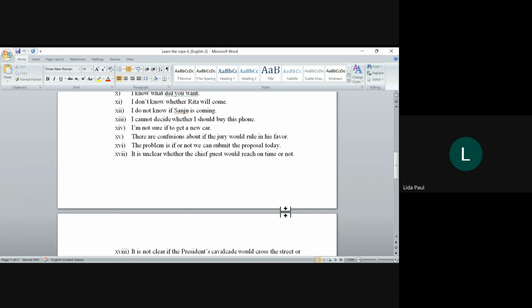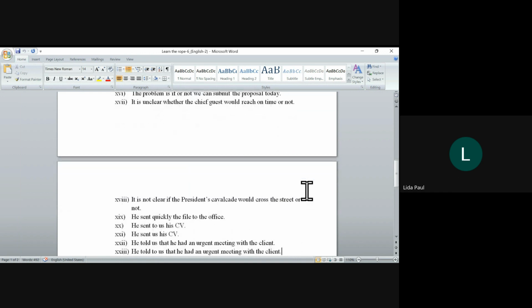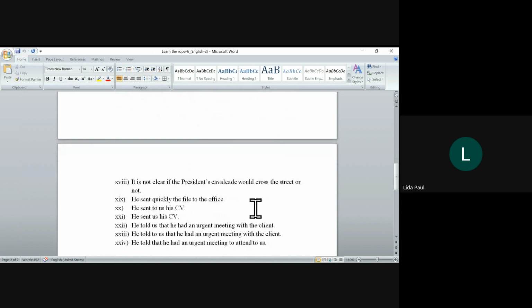Now, next one: it is unclear whether the chief guest would reach on time or not. Because or not is at the end of the sentence, whether you say whether or you say if, both are going to be correct. Next one: it is not clear if the president's cavalcade would cross the street or not. It's grammatical too.